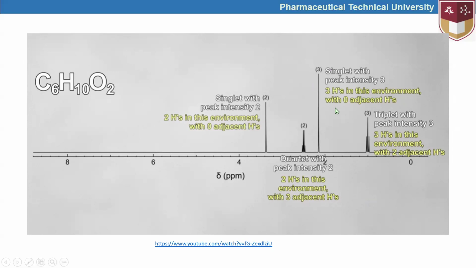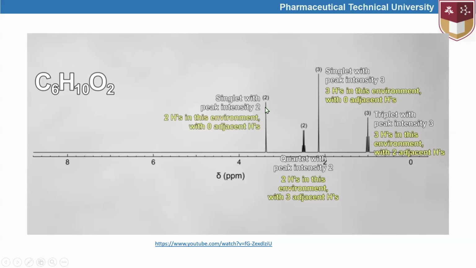Okay, singlet means it has no adjacent hydrogen. And since these numbers are given, we can make a conclusion. It has three hydrogens, and there are no adjacent hydrogens. So this has a methyl group, which is either linked to a carbon that holds no hydrogen, or it might be linked to oxygen directly. Okay, this is the point we have to understand.